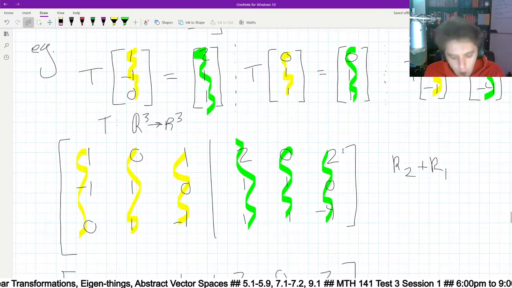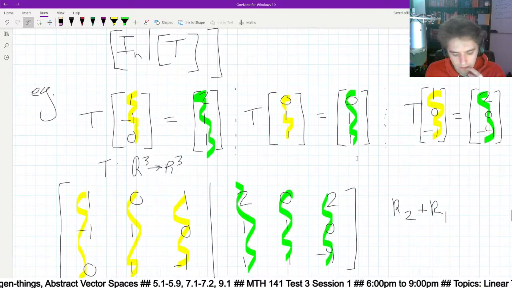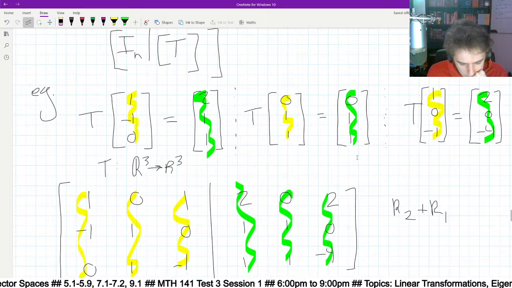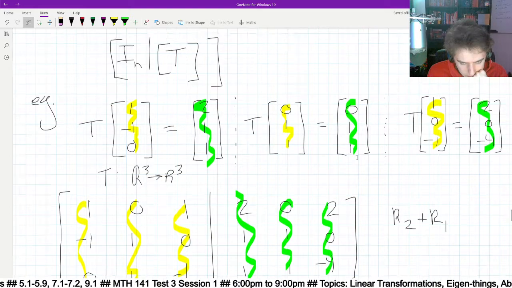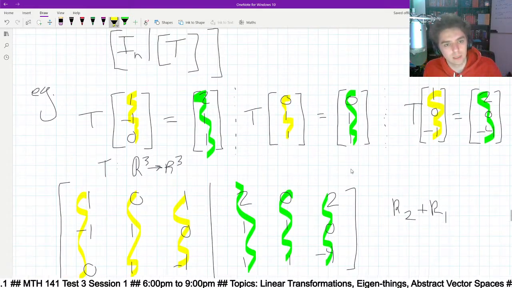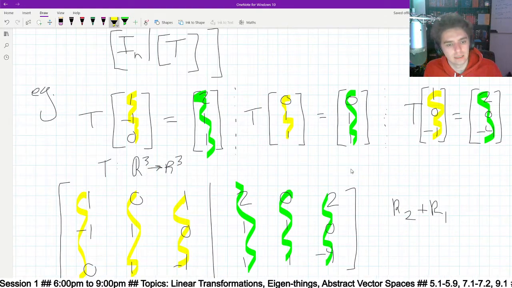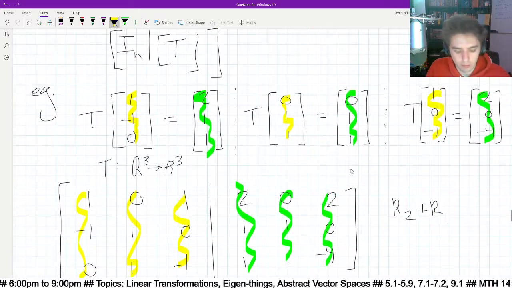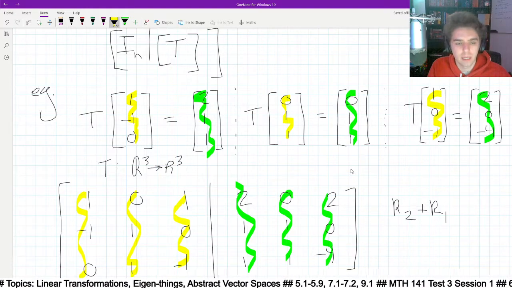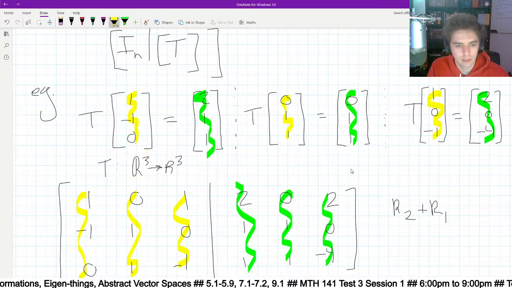Although it does say... Huh. So, sorry, an important thing that I didn't actually mention is that the yellow vectors have to be linearly independent. They have to form a basis for R3. I know it just because the question says that they are linearly independent. But they have to be, because they have to form a basis for the input space.